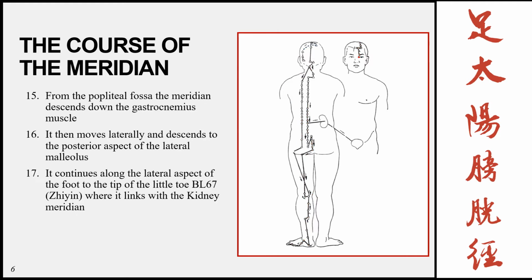From the popliteal fossa, the meridian continues descending down the gastrocnemius muscle, and then it moves slightly laterally, that's at this region here, and then continues descending along the posterior and lateral aspect of the lateral malleolus over here. From here, it will continue along the lateral aspect of the foot all the way to the tip of the little toe, which is bladder 67, and that's where it links to the kidney meridian.